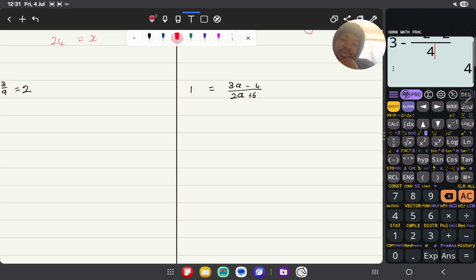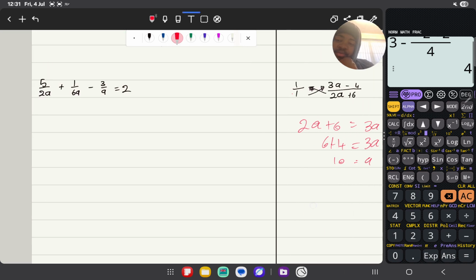Let me start with this one. For this one, it's the same logic as the other one we had. Remember, now this is 1 over 1, and now you're going to cross multiply, right? When you cross multiply, you end up with 2a plus 6 equals 3a minus 4, right? Now I'm gonna transpose 2a to that side, then I have 6 plus 4, we have 10, we have a, and it's done, right?